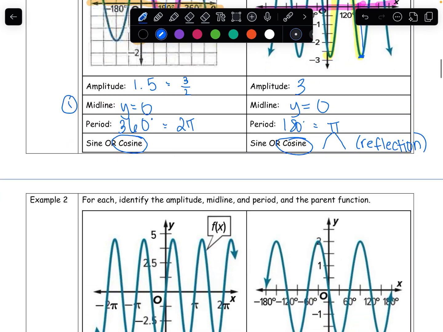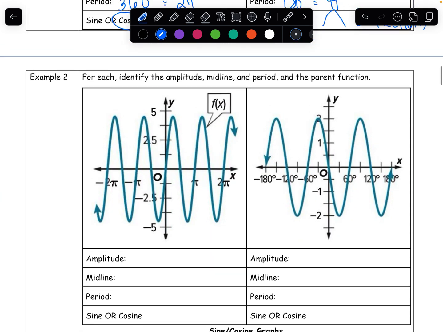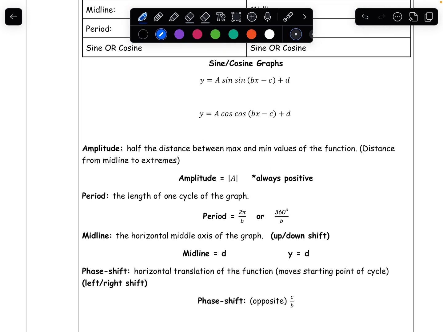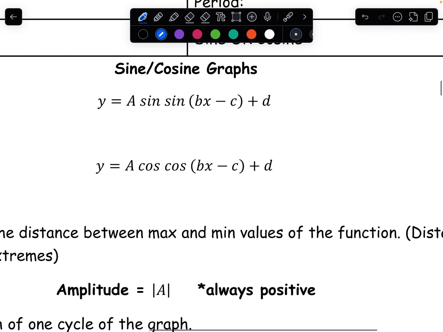Okay, so that was our example 1. I want you to try to do example 2 if you can, otherwise we'll do it in class, but this kind of brings everything together. So we have our sine graph.